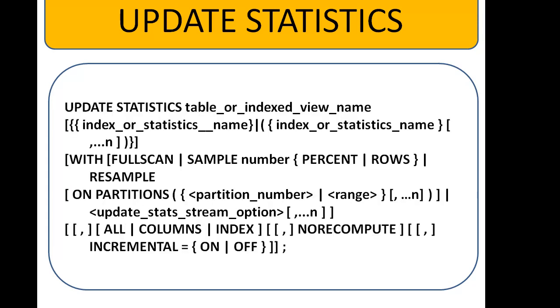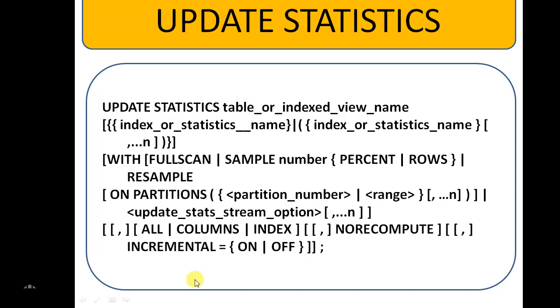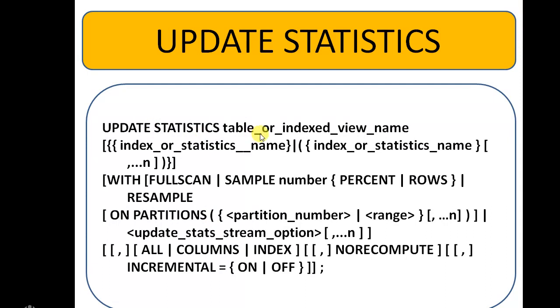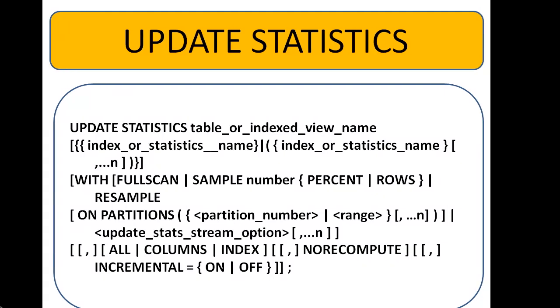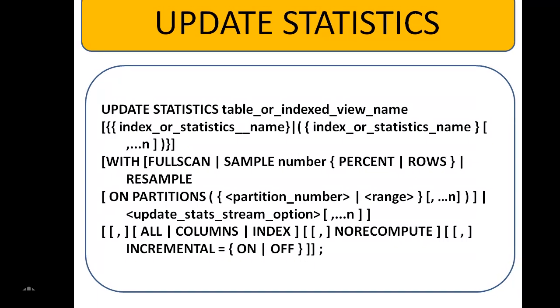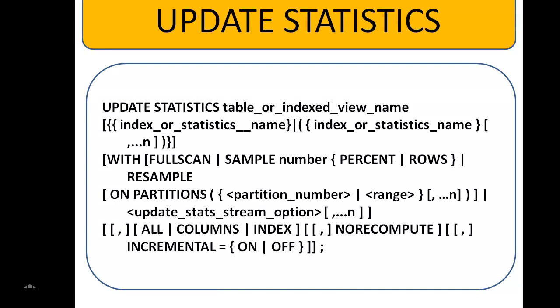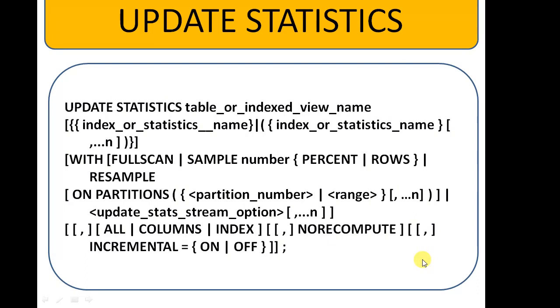And second is UPDATE STATISTICS. It's a statement; here is the syntax. UPDATE STATISTICS, table name, and optionally an index or statistics name. We can give WITH FULLSCAN, which scans all the rows, complete rows. We can mention the sample number of rows or percentage, and we can use RESAMPLE. Resample means the existing sample percentage, and we can use it for partitions. NORECOMPUTE means disable the auto update of statistics, and INCREMENTAL means partitions.